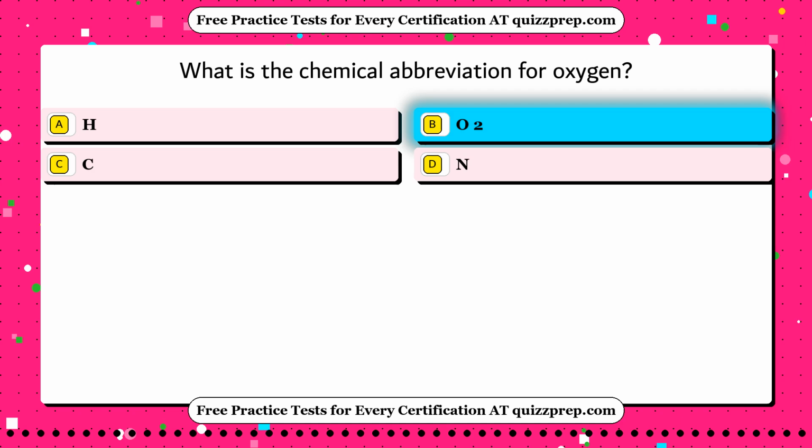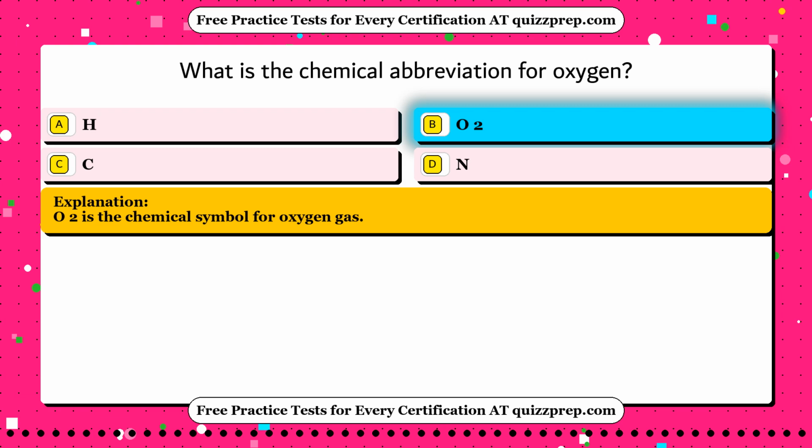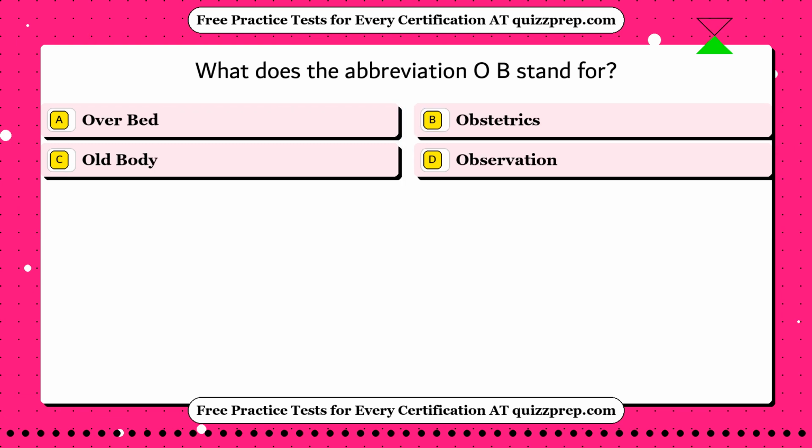The correct answer is option B, O2. O2 is the chemical symbol for oxygen gas. Question 80. What does the abbreviation OB stand for? Option A, overbed. Option B, obstetrics. Option C, old body. Option D, observation.